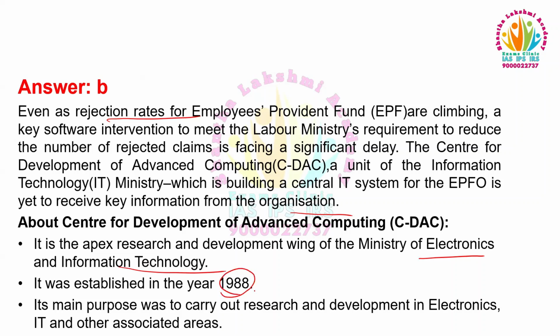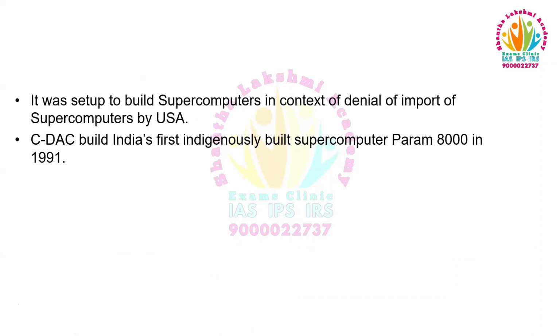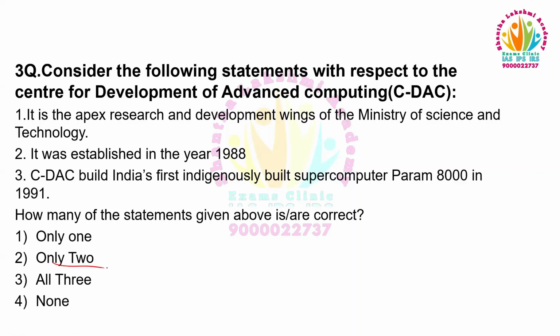It was established in the year 1988. Its main purpose was to carry out research and development in electronics, IT, and other associated areas. It was set up to build supercomputers in the context of denial of import of supercomputers by the USA. The Centre for Development of Advanced Computing built India's first indigenously built supercomputer, Param 8000, in 1991. So the answer is only 2, because it is the apex research and development wing of the Ministry of Electronics and Information Technology, not the Ministry of Science and Technology. Moving to the next question.